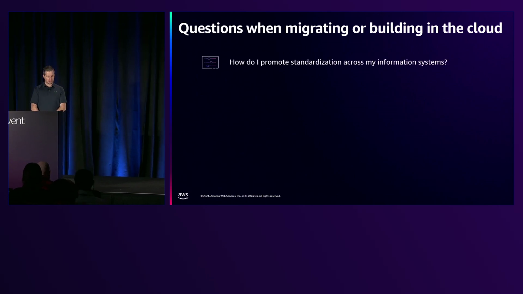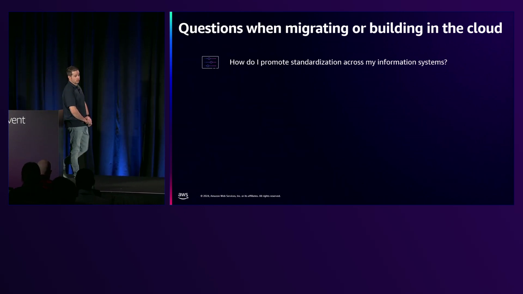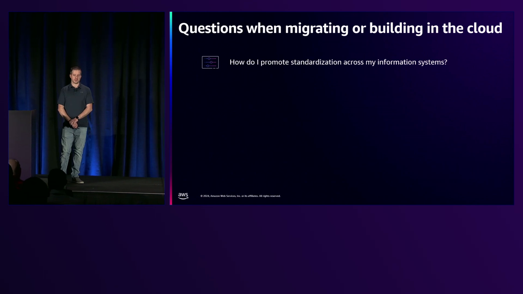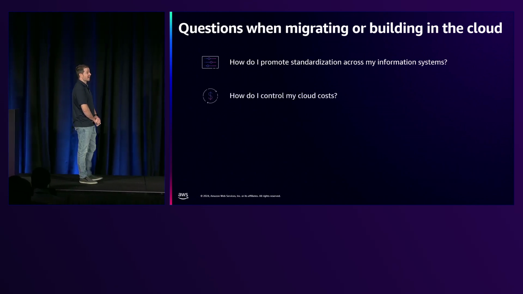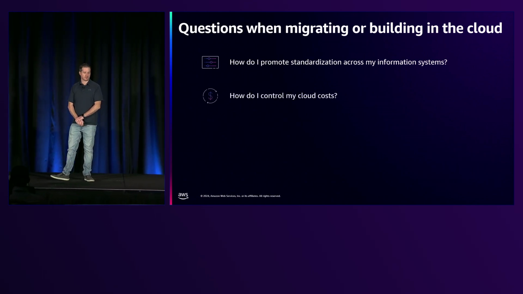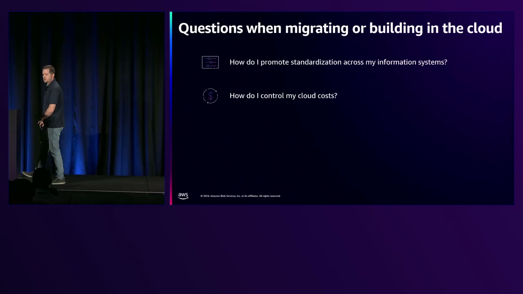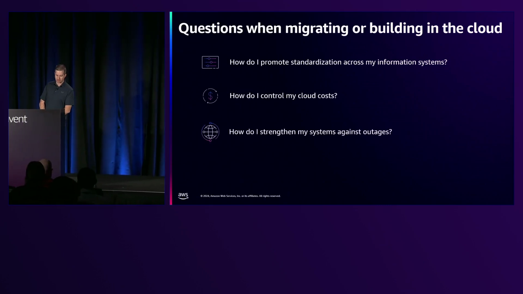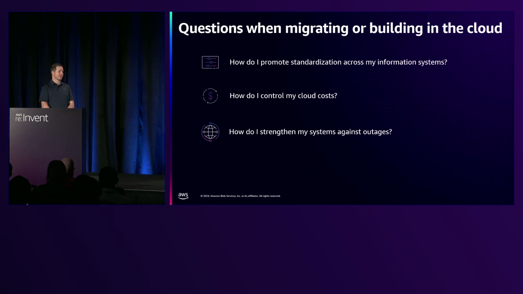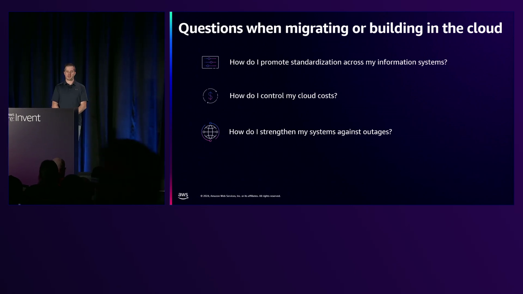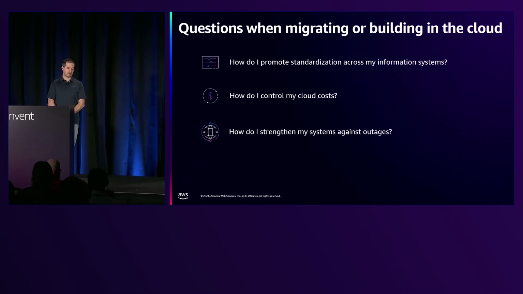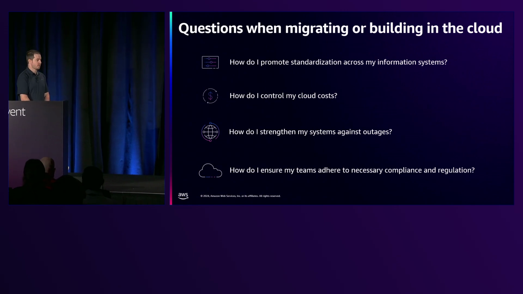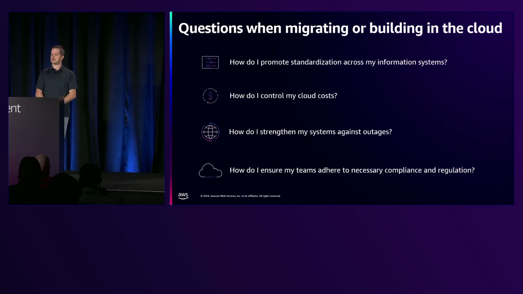Right, so questions you ask yourself. Do you ask yourself, how do I promote standardization? So think about if you're running a large organization or even a small organization, are different teams of people doing different things? How do I control my costs? And that's, I think, a big part of what cloud optimization instills or infers, right, is cost control. How do I strengthen my systems against outages? So you're looking for things like resilience and making sure you can withstand failures. And how do I ensure my teams adhere to governance, compliance, the sort of control frameworks that you have across your organizations as well?